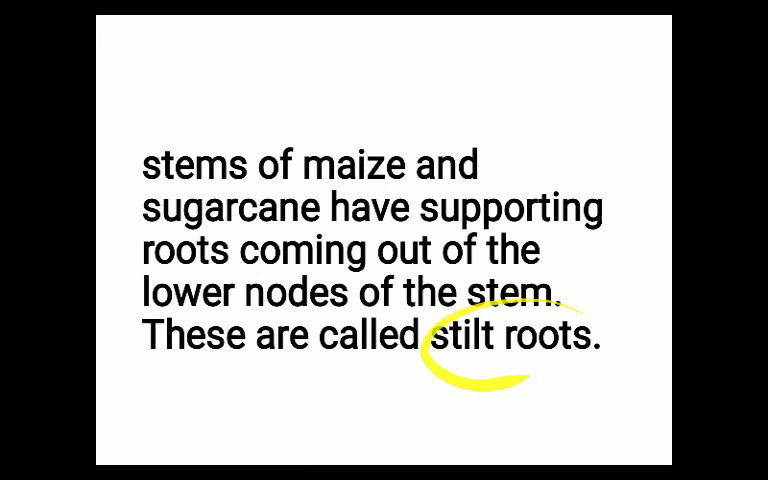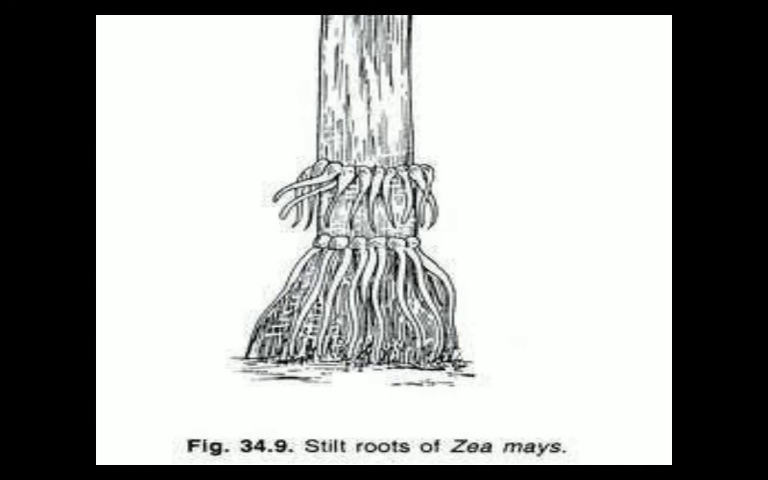So what is a stilt root? A stilt root is an adventitious root which emerges from the lower node of the stem, and it is seen in maize plant and sugarcane plant. This is the diagram of the stilt root. This is the lower node, and from this lower node these roots arise, and they are known as stilt roots. So we have to keep in mind prop root and stilt root. Prop root is seen in banyan tree, the hanging roots of banyan tree are known as prop roots, and stilt root is seen in maize plant and sugarcane plant.